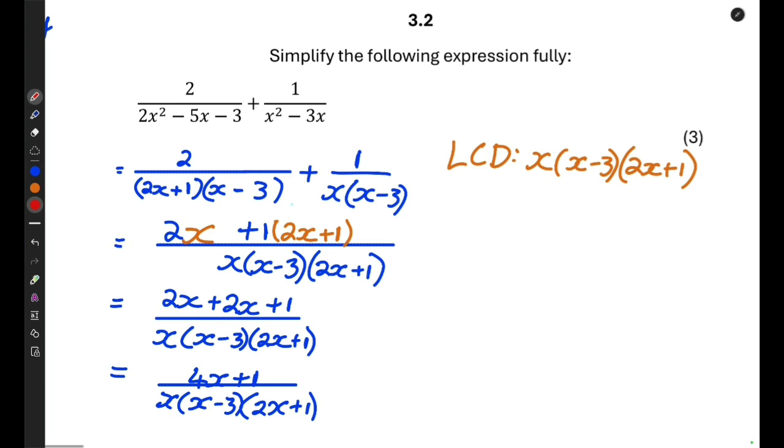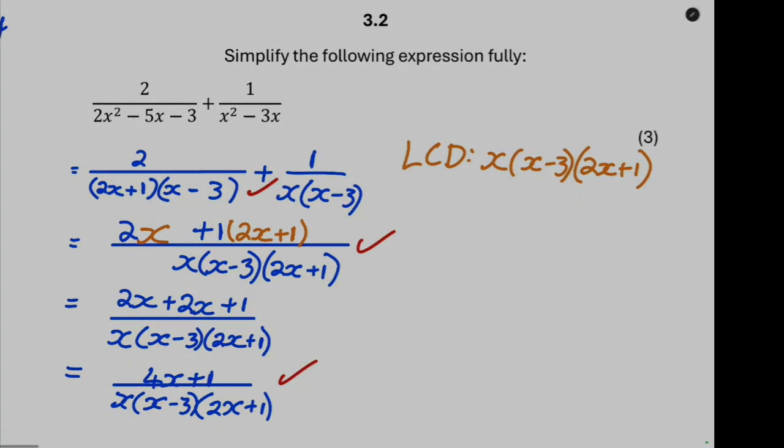So you'll definitely get a mark for factorizing the denominators. Then for the step where you multiply with the LCD, you'll also get a mark. And then just for your simplification. Like I say, in an actual test, I think this would be rather 4 or 5 marks.